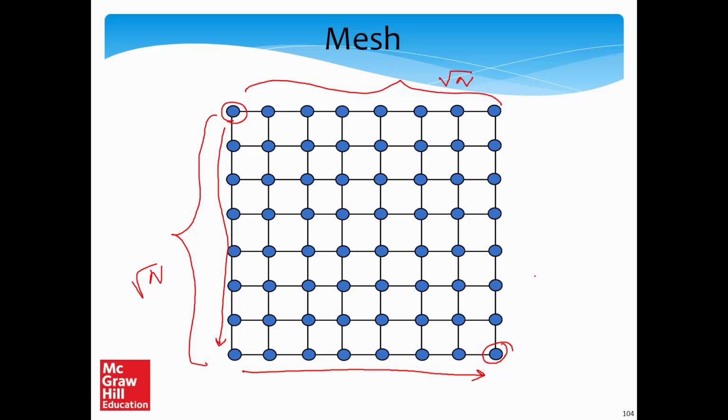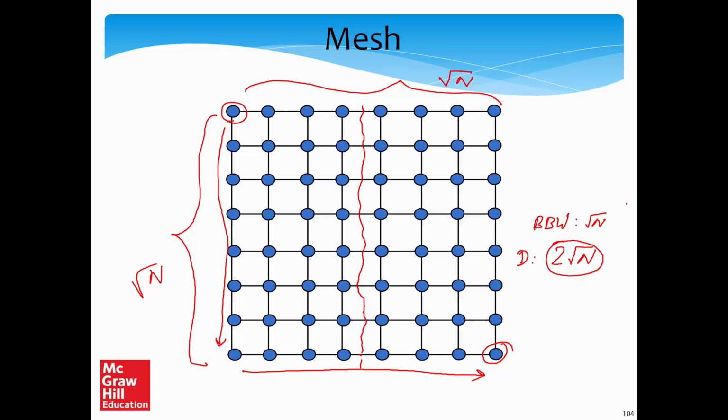So the diameter is 2 times root n approximately, because you traverse root n steps like this and then root n steps. It's an approximate figure. We are ignoring small constants. And for the bisection bandwidth, we need to cut off all of these links to break the network in half. So the bisection bandwidth is also high. The bisection bandwidth in this case is roughly root n, and the diameter is roughly 2 root n, which means it's good. The diameter is fairly small. The bisection bandwidth is fairly high.